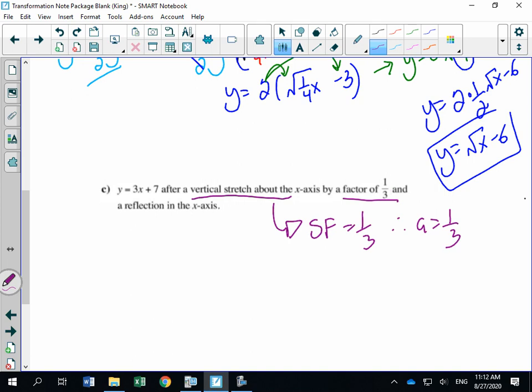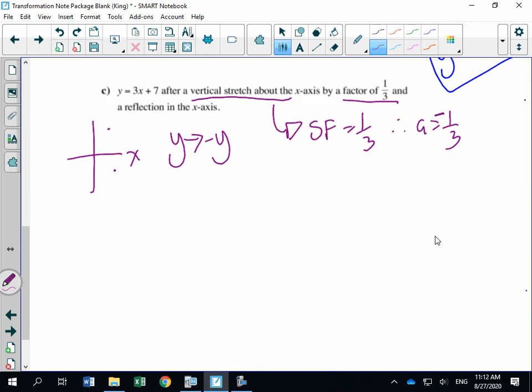What was the replacement though? So the replacement, actually before I do the replacement, and a reflection in the x-axis. So remember a reflection in the x-axis, what becomes negative? So a reflection in the x-axis is y goes to negative y. So what that actually means is that my a value is negative 1/3. Okay, so a reflection in the x-axis, y goes to negative y, so my a value is negative 1/3.